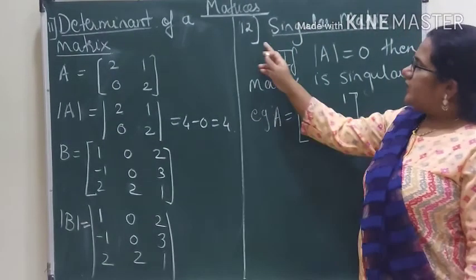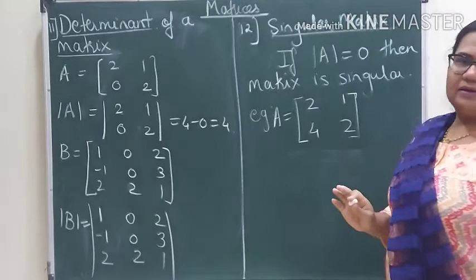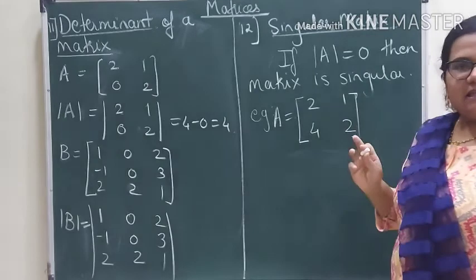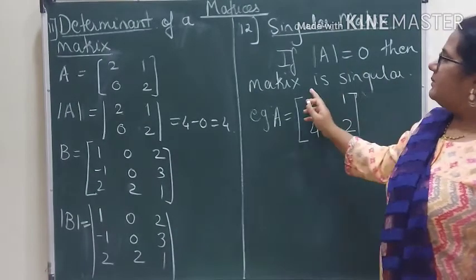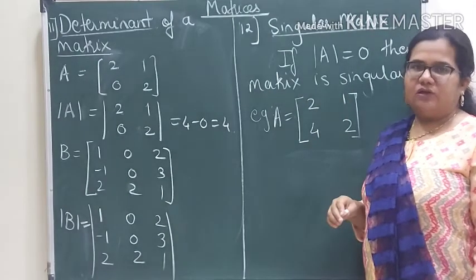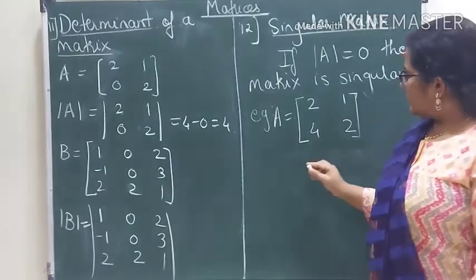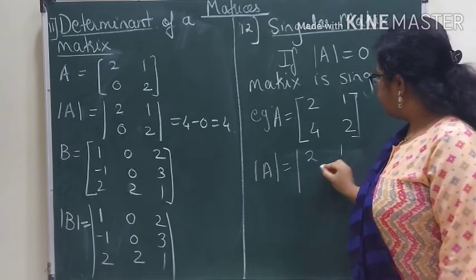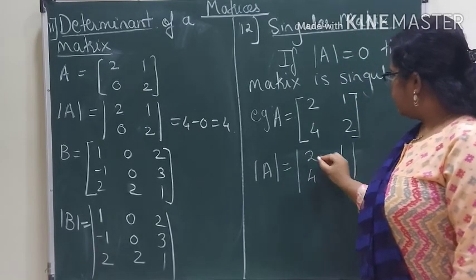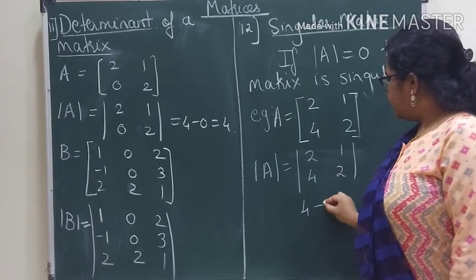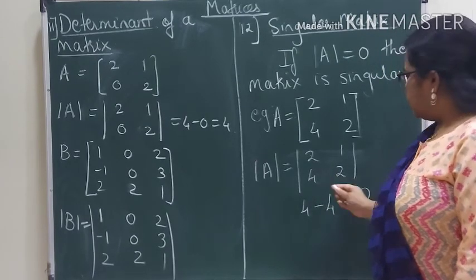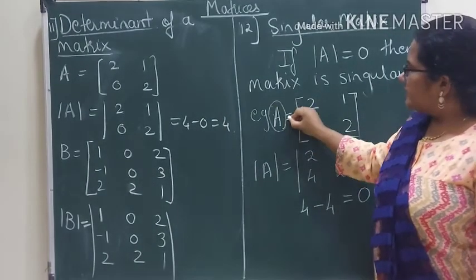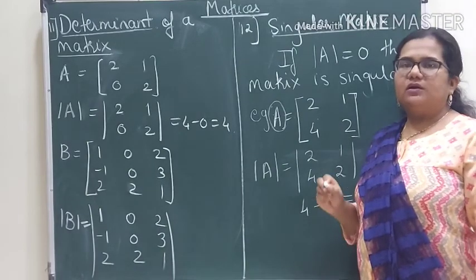Yes. The next is, what is a singular matrix? If the determinant of any matrix is equal to 0, then the matrix is called a singular matrix. Now if I have a matrix A, how do I find the determinant of this matrix? I write the matrix in determinant form. 2 2s are 4 and 1 into 4 is 4. So the answer is 0. That means the determinant of this matrix is 0. Therefore, this matrix A is called a singular matrix.